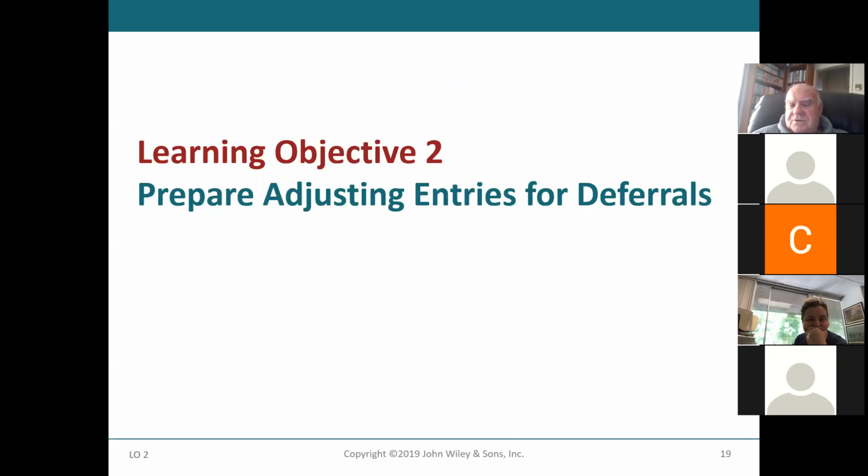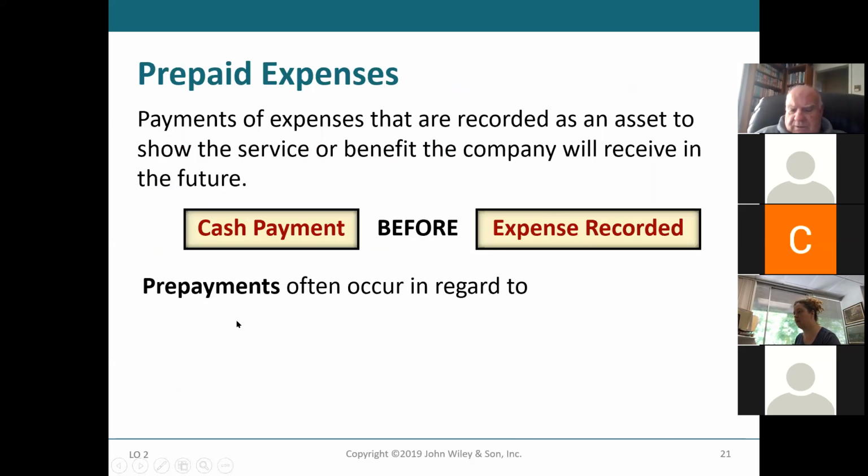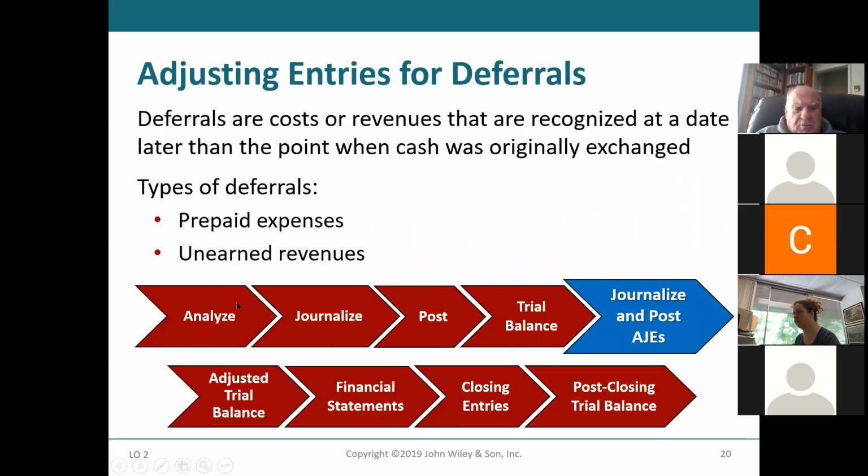Okay, let's have some fun with the deferrals. These are not that difficult once you do a couple, and more importantly, understand why we're doing them. If you understand why we're doing them, it makes the actual recording a little bit easier, okay? So let's see what we have here. We started off a couple of chapters ago where we analyzed transactions, we journalized them, we posted them in the last chapter, and now we're up to the trial balance, and we're ready to adjust that trial balance.